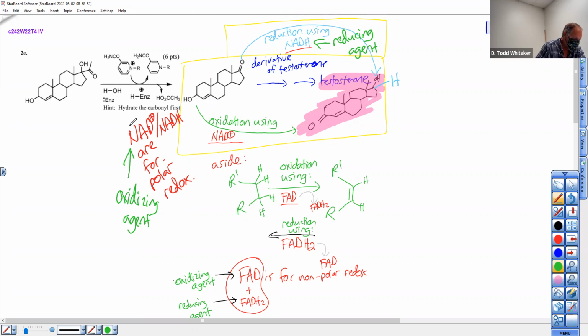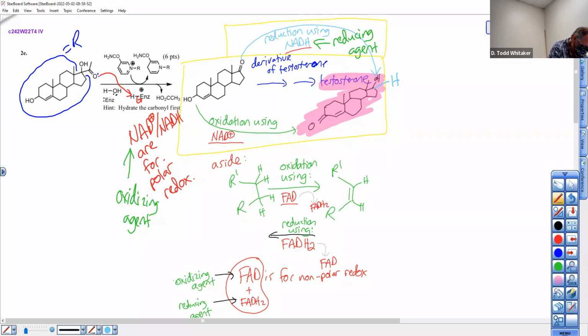But I'm going to hydrate my carbonyl first, and I'm going to do a judicious circling. Be careful when you circle like this. I want everything up to, but not including that carbon. Everything up to, but not including that carbon is R. And I'm going to hydrate my carbonyl first. You've got to protonate it to activate it, so you can attack it with water. Hydrate needs water.